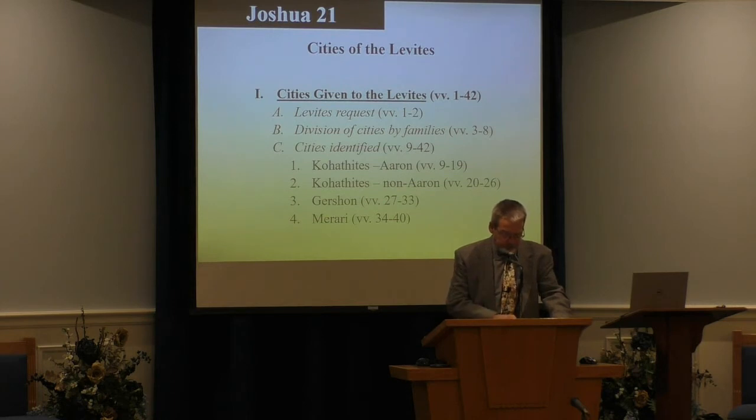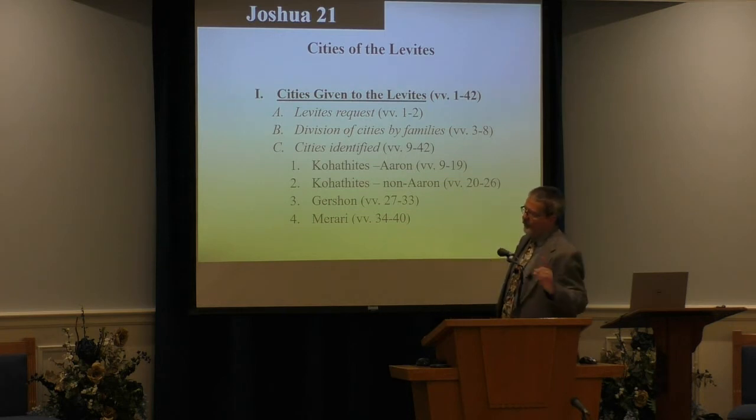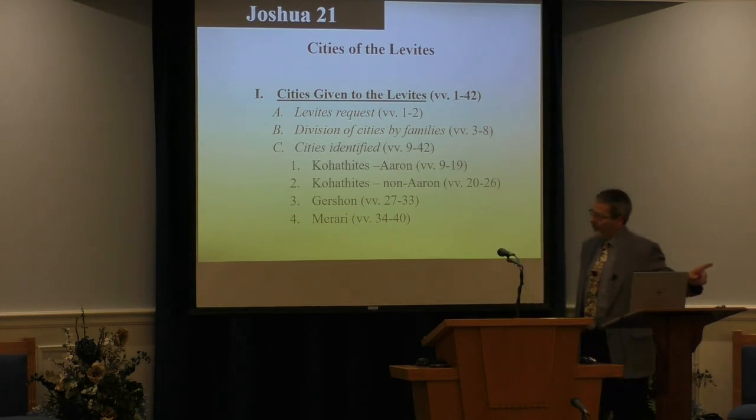We're going to make some sense of this in just a moment. And then the rest of the children of Kohath were given 10 cities. And then at verse 6, the children of Gershon were given 13 cities. And then the children at verse 7, Merari, were given 12 cities. You add all those numbers and it comes to 48 cities like Numbers 35 said.